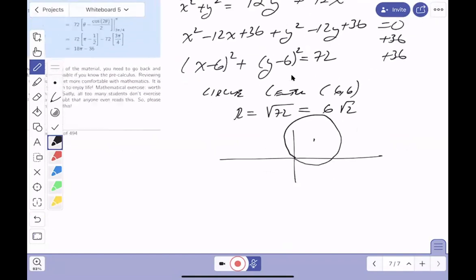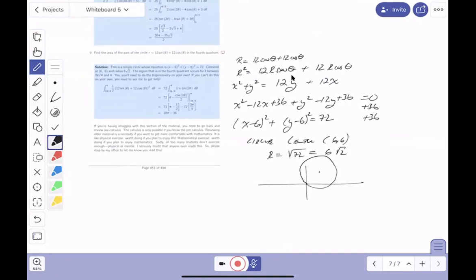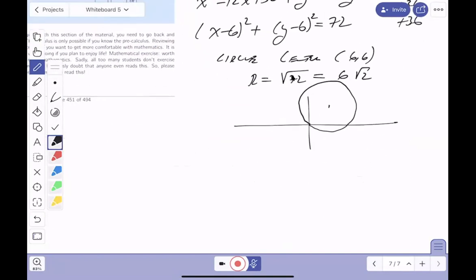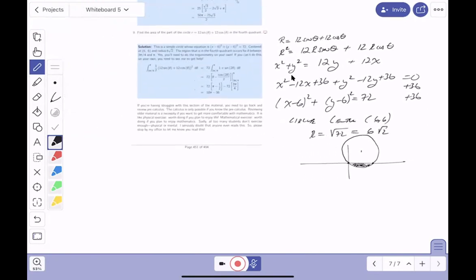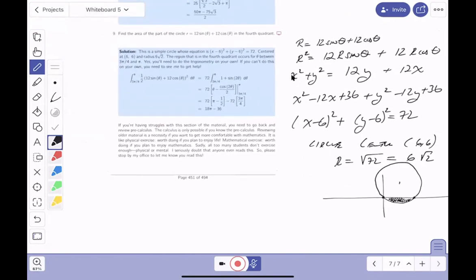So what was your question? Let's go back and read it. Find the area of the part of the circle that's in the fourth quadrant. So they're talking about this part. All right. So again, for me, to be honest with you, it's just never easy. I have to think, and thinking is never easy for me. So I'm going to write this down. And I'm going to write the integration down.